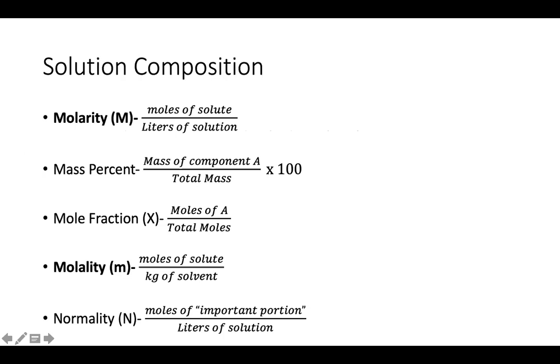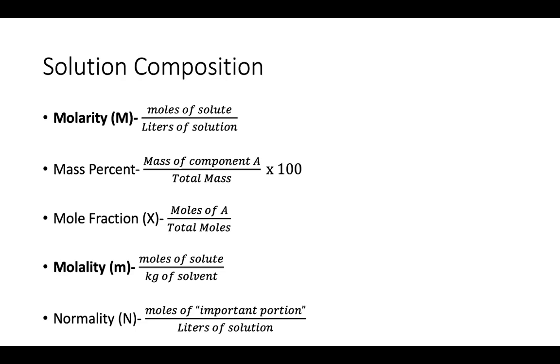Okay, and we have 4 main solution compositions that we learned. Normality is in here. I don't know if they'll talk about it. I actually made a practice problem tonight just to make sure you're not forgetting about it. But the main 4 are the first 4 I've listed. So there's molarity, which we're very familiar with by now. It's denoted with a big M, and it's moles of solute divided by liters of solution, right? Then we have mass percent, which is the mass of whatever component you're talking about divided by the total mass, and then we multiply it by 100 just to turn it into a percentage, right?